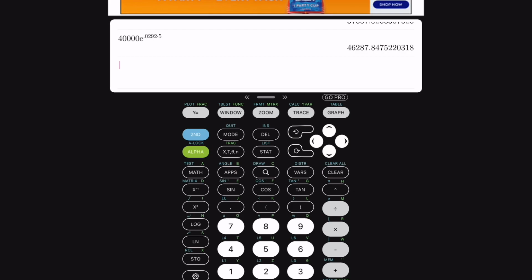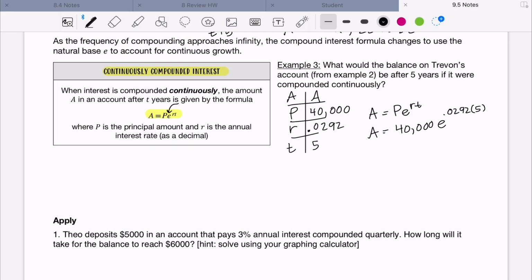So there's our answer right there. And then we're going to go back into our notes and write that it would be $46,287, and checking for rounding, it would be 85 cents.